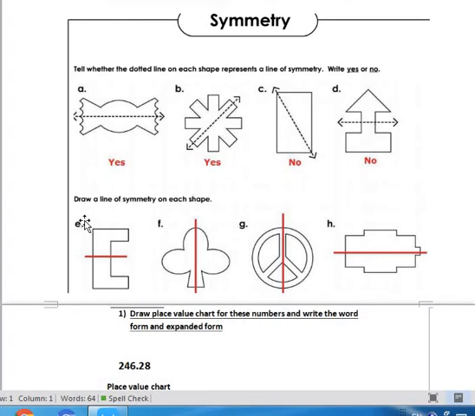Here he asks me to draw a line of symmetry on each shape. What's the line of symmetry again? It's a line that divides my shape into two equal parts. So I draw here this line from side to side. This means a horizontal line, that gives you just two equal parts, so it's a line of symmetry.